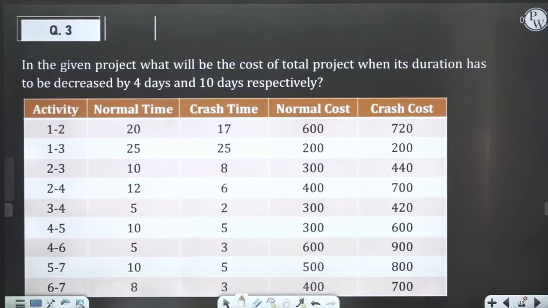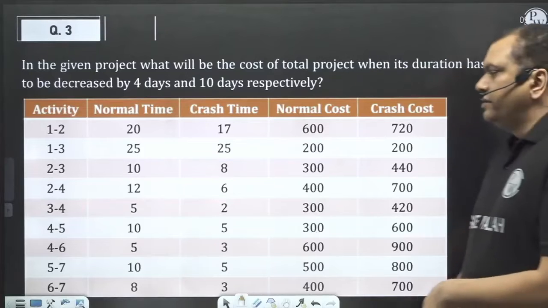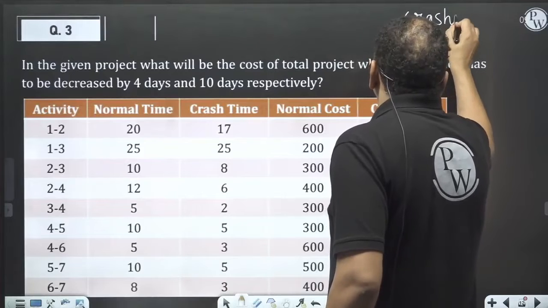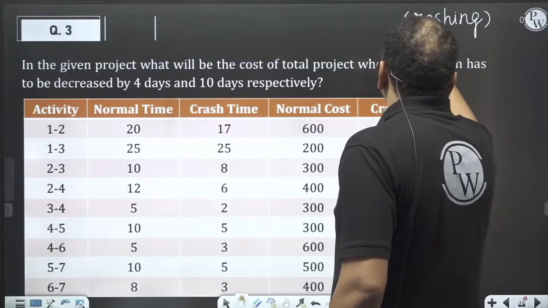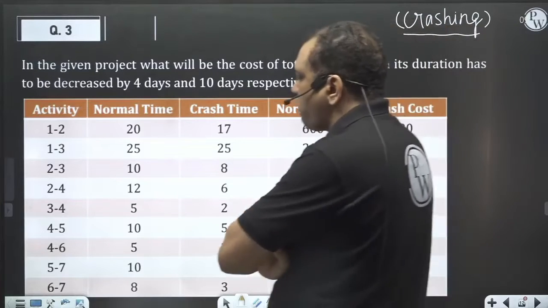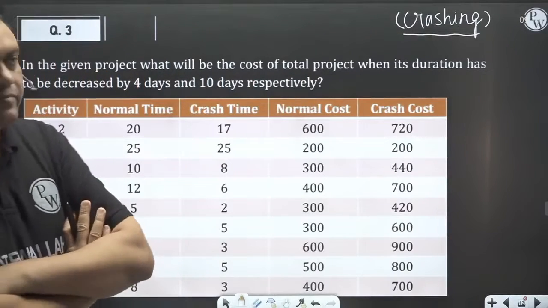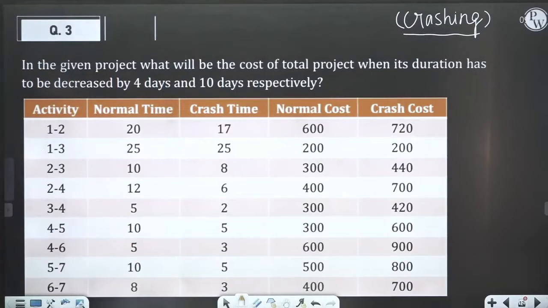This is the next problem, of crashing of networks. In the given project, what will be the cost of the total project when its duration has to be decreased by 4 days and 10 days respectively?